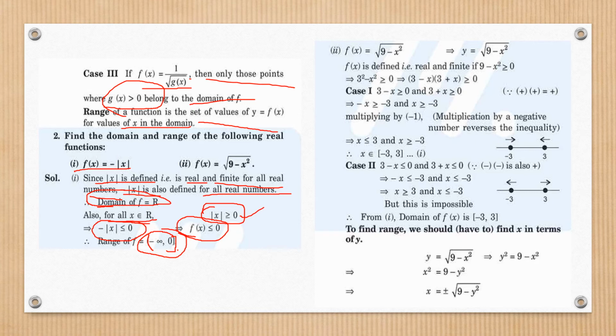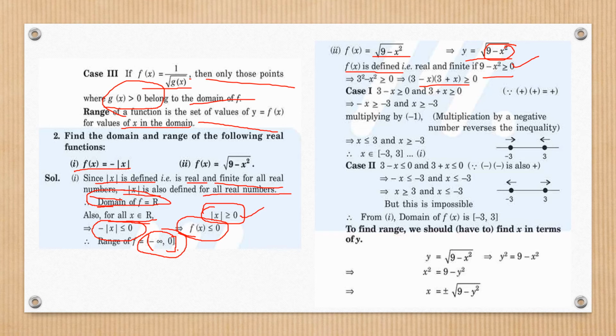Second is your root function, root of 9 minus x square. So y is root of 9 minus x square, right? This will be defined, as it was told in the note, when 9 minus x square is greater than or equal to 0. So that means you can take it in a factorized way also, or a non-factorized way. So let us see this way also. This will give you a greater idea of a few other things also.